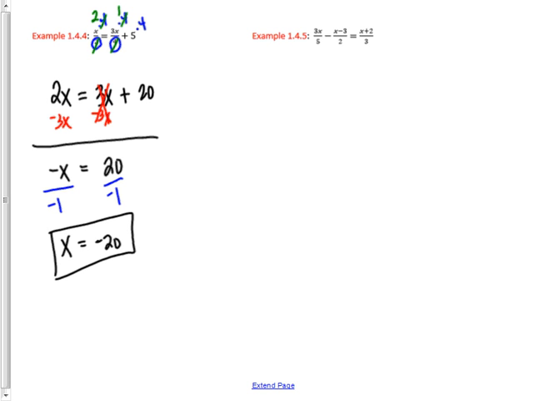Okay. All right, now this one, let me copy it over just so I can see it a little bit better.